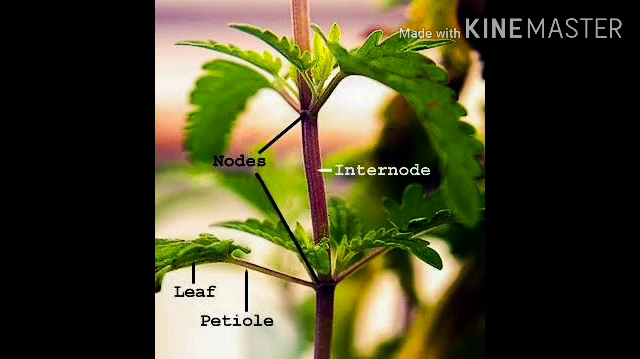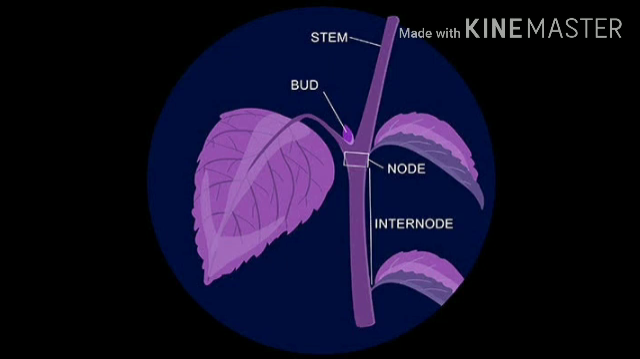The structure of stem includes mainly two parts, that is nodes and internodes. Nodes are the region where the leaf buds originate and internodes are the region in between the two nodes. So inter means in between. So the region in between the nodes is internodes. Along with this, the nodes will be having several axillary and terminal buds.